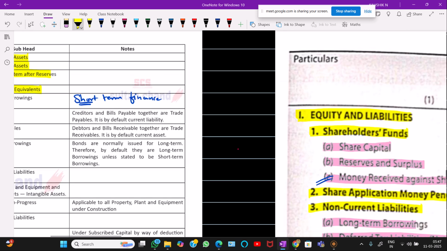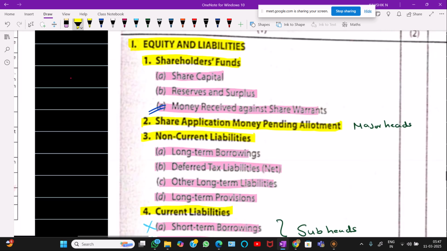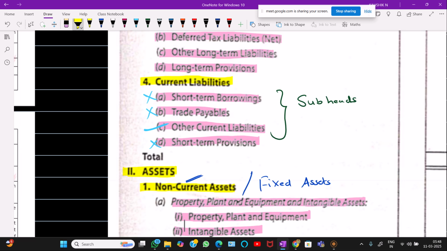Just go back to your balance sheet itself. Under the current liability, see what could be the possibilities. You have got something called short-term borrowings. You have got short-term provisions, other current liabilities, trade payables. Now tell me which is the possibility.